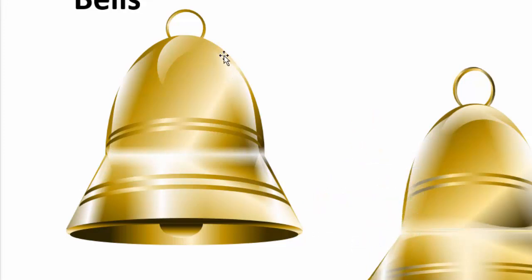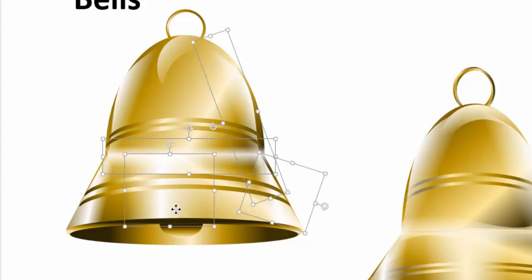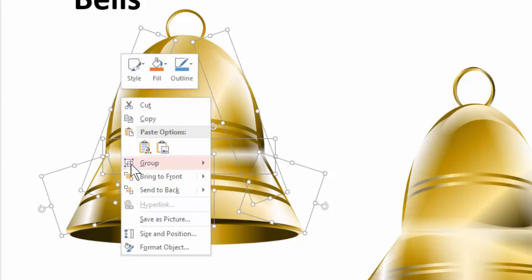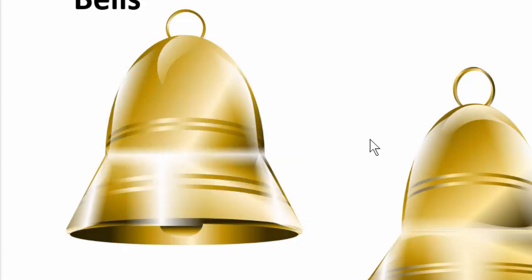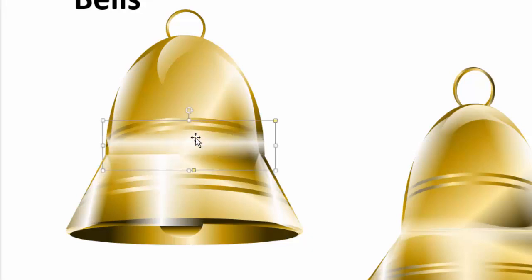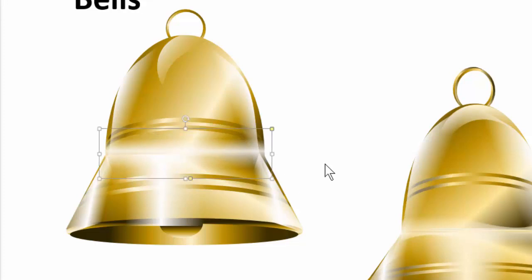The reflections should be on top of everything. So now we got to select our reflections. And we have to bring them to the front because they should be on top of the stripes. And there you go. You have a nice bell-shaped piece of clip art. And that's pretty well about it. Now the last thing you want to do is you want to make sure that none of your reflections are actually going off the object itself.